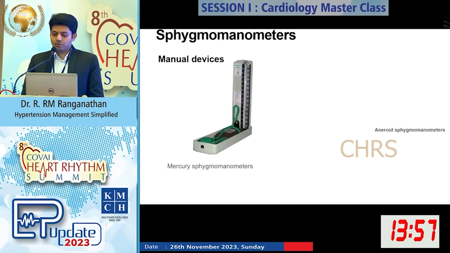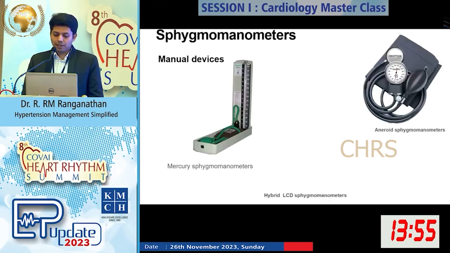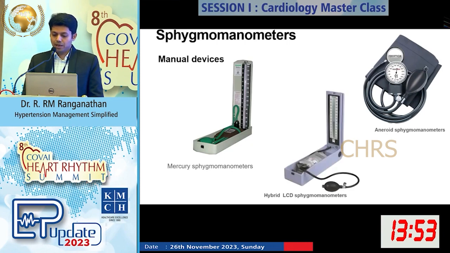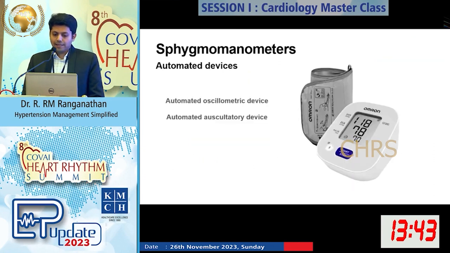And then we have the aneroid sphygmomanometers, and then we have the hybrid LCD sphygmomanometers. This one is very similar to the mercury sphygmomanometer. But one difference is that the mercury column is replaced by a digital screen which gives you the systolic and diastolic readings. And then we have the automated devices. There are two types. One is the automated oscillometric device and the other one is the automated auscultatory device. The difference is in the mechanism by which they record blood pressure.